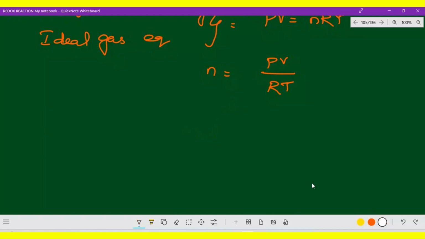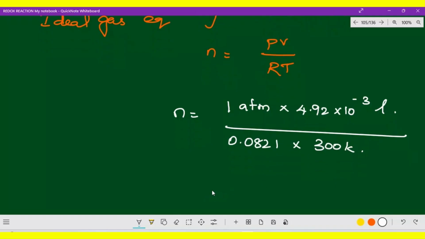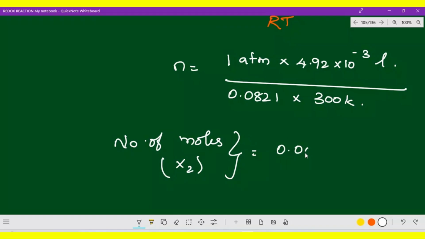So n equals pressure, 1 atmosphere, and volume 4.92 into 10 to the power of -3 liter, divided by R, the gas constant 0.0821, into temperature 300 Kelvin. When you calculate this, you know how much you will get. The number of moles of the diatomic molecule X2 is 0.0002 moles. Right, we got it.